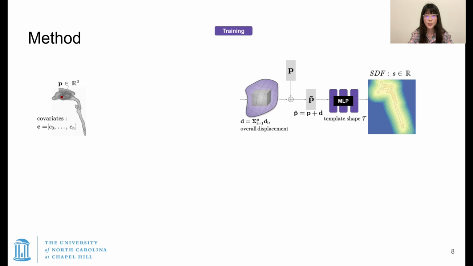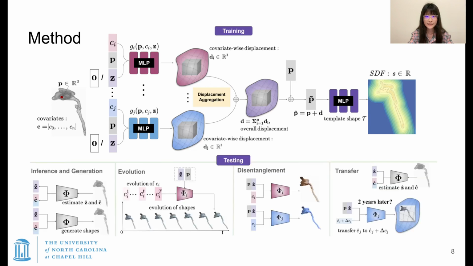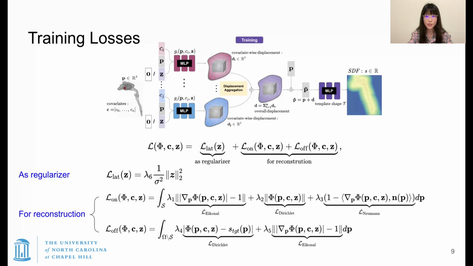NAISR is a template-based neural deformable representation. Each shape can be represented by an overall displacement imposed on the template shape. The overall displacement can be aggregated from covariate-wise displacements. During training, we learn the templates and MLPs for covariate-wise displacements. Zero latent codes would give no displacement to the template shape. At test time, we evaluate the trained MLPs for shape reconstruction, evolution, disentanglement, and shape transfer. The training losses are composed of a regularizer for latent codes and shape reconstruction losses.